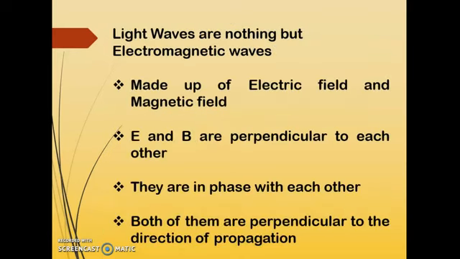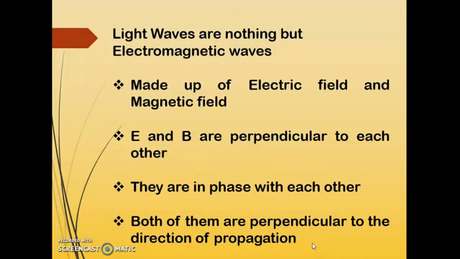So light waves are nothing but electromagnetic waves. We have already learned about it in our junior classes. Now it is made up of what? It is made up of electric field and magnetic field, right? And electric field is represented by vector E and magnetic field is represented by vector B, and these two are perpendicular to each other, isn't it? And they are also in phase with each other. And along with this, both of them are perpendicular to the direction of propagation.